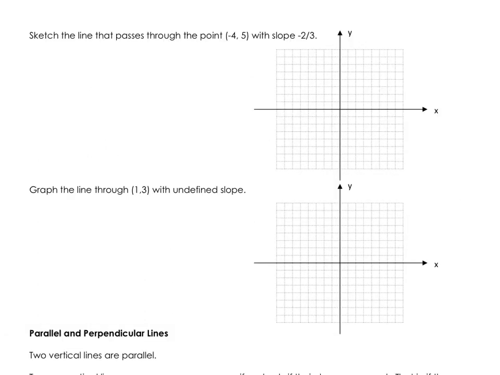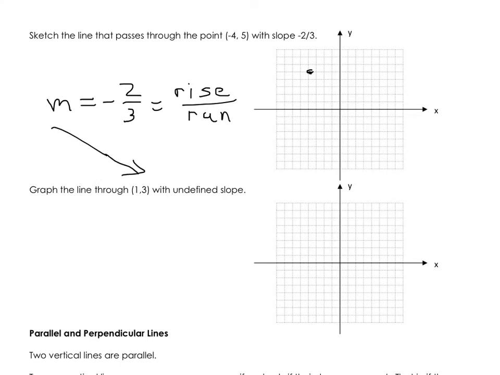Sketch the line that passes through the point negative 4, 5 with slope negative 2/3. So we'll start by plotting the point negative 4, 5. Now, we have a slope of negative 2/3. I like to think of slope as rise over run. Overall, we know this line is going downhill.